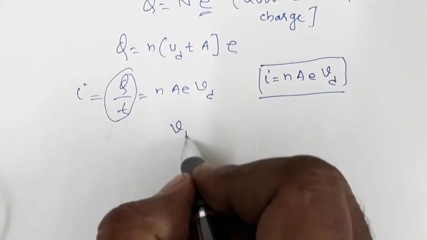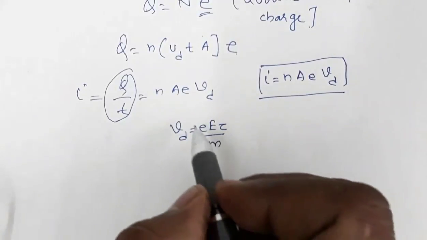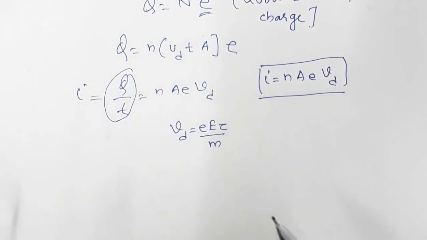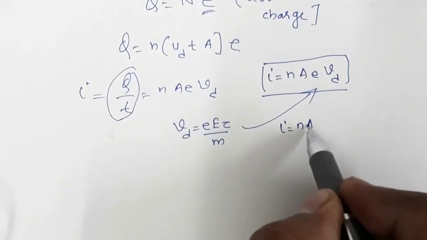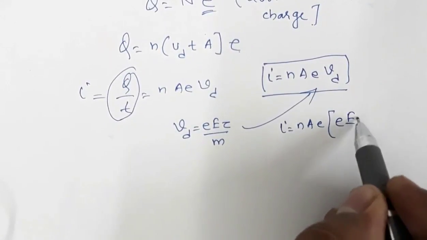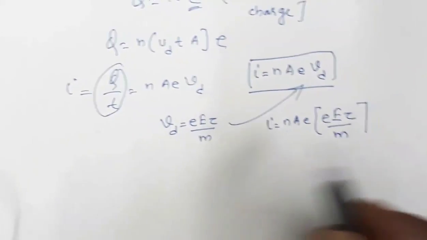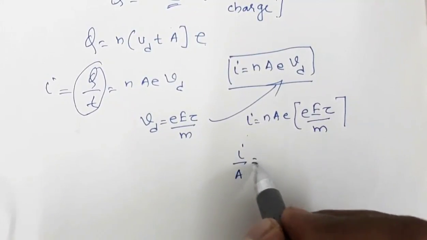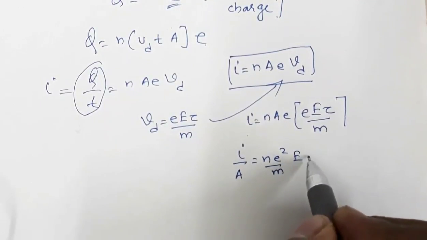Now we have already seen that drift velocity is equal to eE tau by m in scalar form. In vector form, you have a minus sign. So this is the magnitude of drift velocity. If I substitute this value over here, I get I is equal to N A e times eE tau by m. Now rearranging these terms, I can write I by A is equal to N e square by m times E tau.